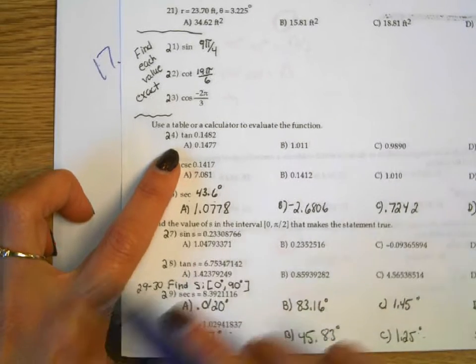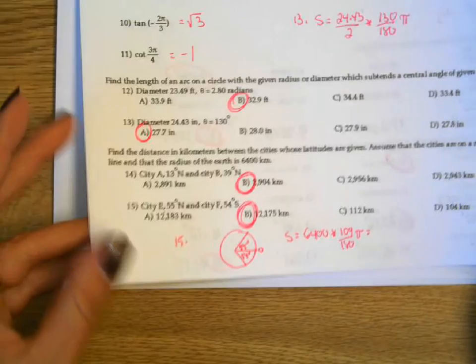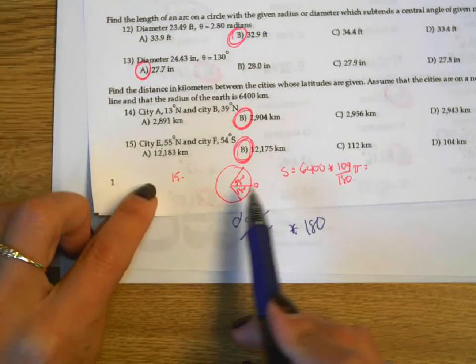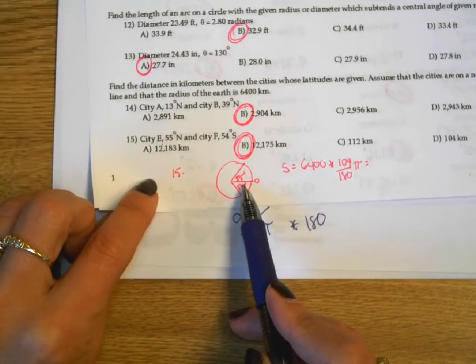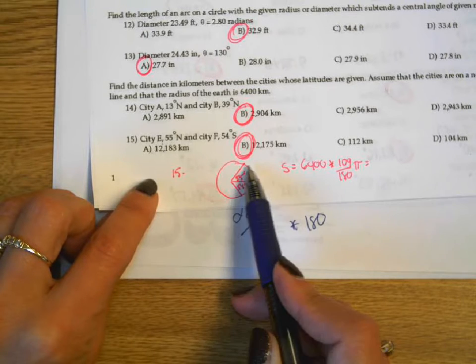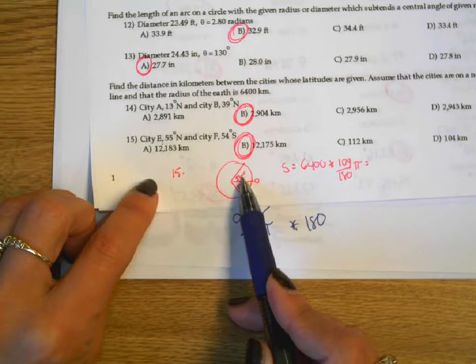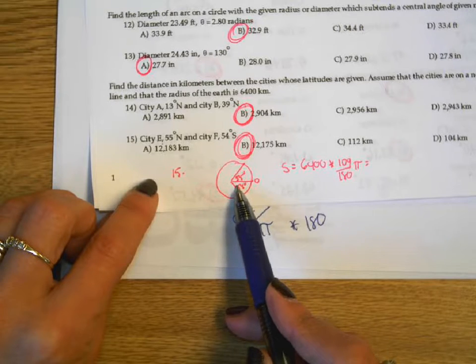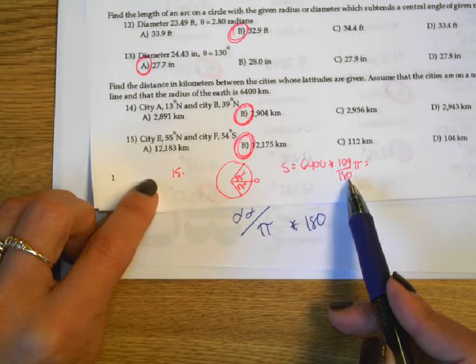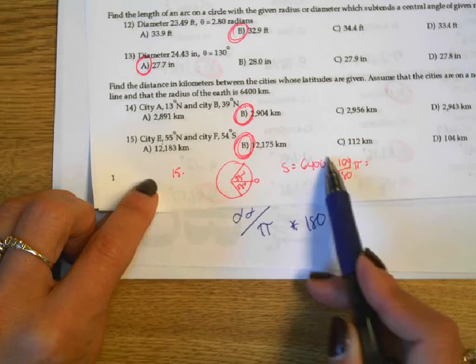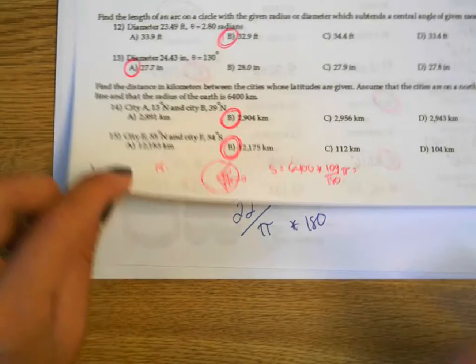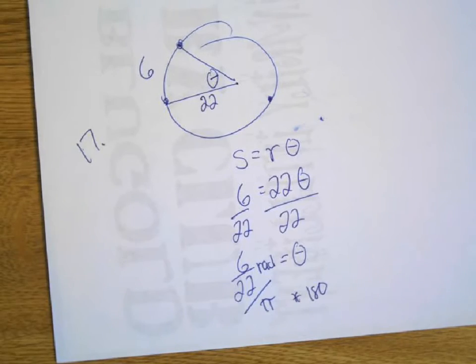For 15, I'm going to pass out the quiz, and if you still have questions, I'll get to you. North of the equator is 55, south of the equator is 54, so for this arc I have to add those two angles together, not subtract. 109, divide by 180, times pi, times the radius of the earth. If you still have questions, I'll get to you individually, otherwise we're starting.